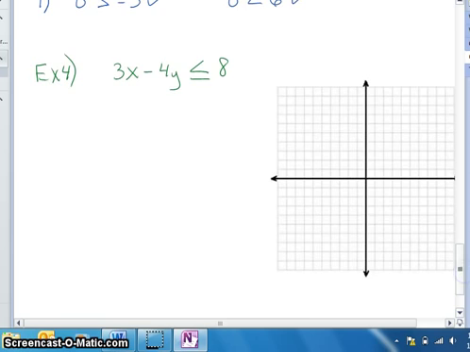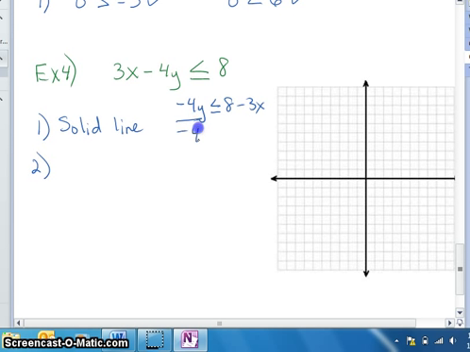Okay, let's try this one. So this is a solid line. To graph it, I need to get y by itself. So I've got negative 4y less than or equal to 8 minus 3x. Divide by negative 4. Since I'm dividing by a negative, the sign changes. Okay, so my point is (0, negative 2). That's my y-intercept. Slope 3/4.